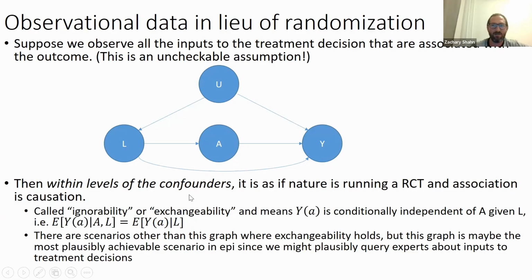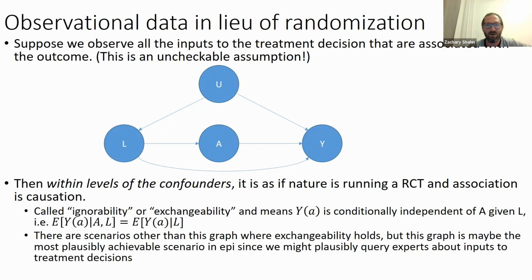On an intuitive level, the meaning is that you have ignorability or exchangeability if, within levels of your confounder, like for a given value of your confounder, it's as if there's an RCT being run, as if nature is running an RCT. I'll say it a few different ways. That's one way. Another way to think of it is that this graph describing the relationships between the different variables holds.